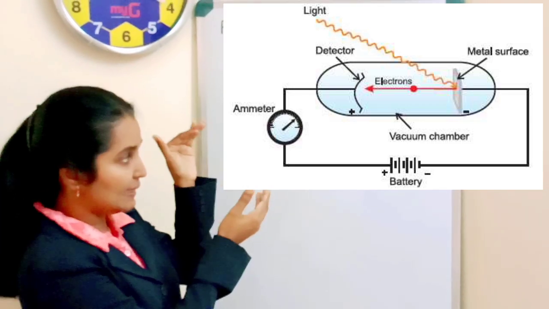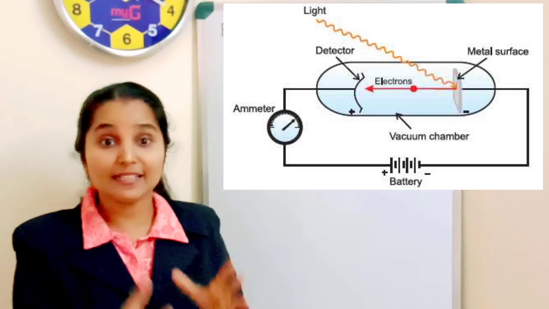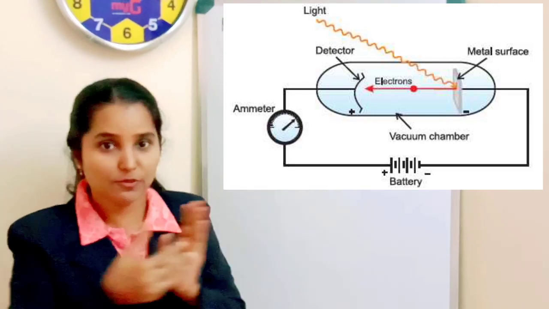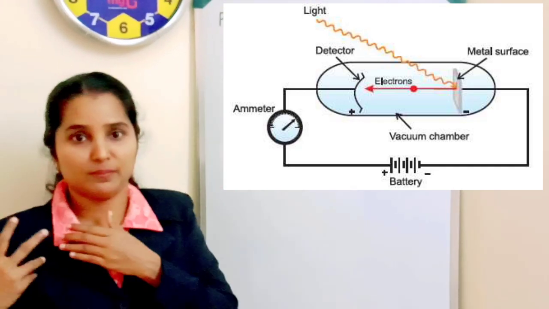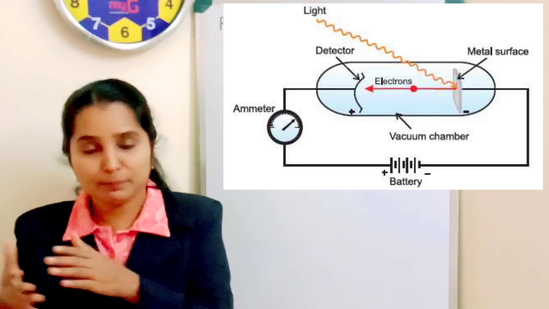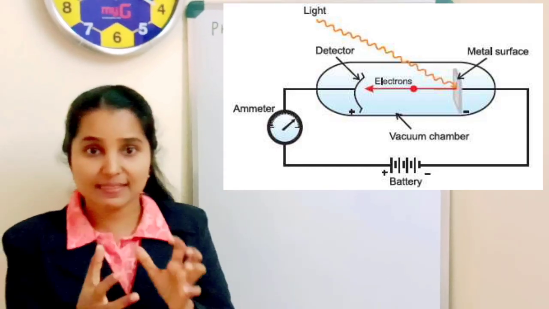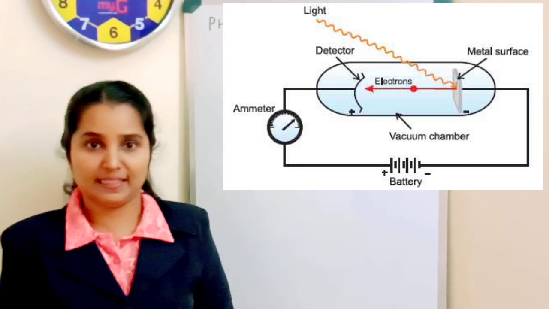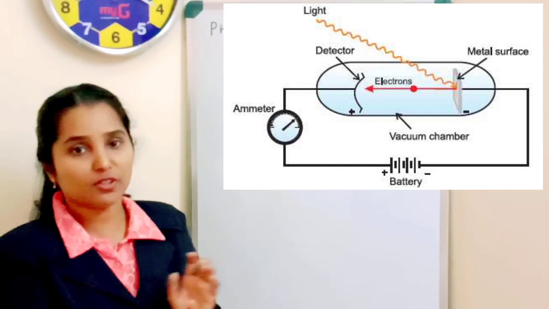And when light of a particular frequency strikes the metal surface, electrons are emitted from that metal surface and flow towards the detector. That means an electric current is formed, or electrons are emitted and move towards the detector. And what is the function of the detector there? The detector counts the electrons and measures their kinetic energy. So that is the experimental setup we have to know about the photoelectric effect.